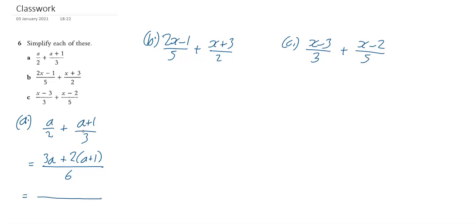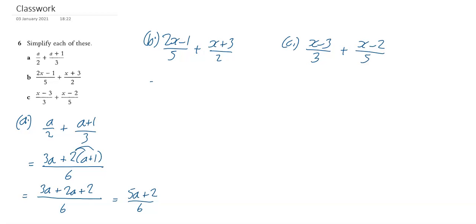So let's just multiply this bracket and tidy up. The 3a isn't multiplying anything, so it stays. Your 2 is multiplying a, that's going to give you 2a. And your 2 is multiplying plus 1, that's going to give you 2. And then we can tidy that up, and that will give us 3a plus another 2a is going to be 5a, and then plus 2, and it's all divided by 6, and that's as good as we can go.